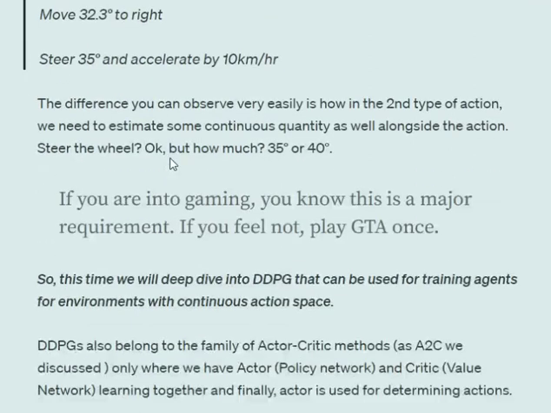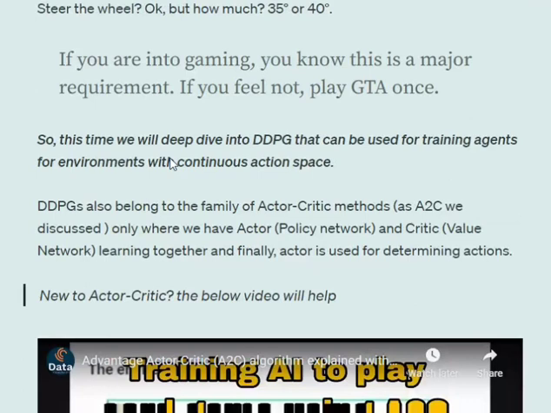DDPG also belongs to the family of actor-critic methods. One of the previous algorithms that we discussed, advantage actor-critic, was also from the actor-critic family. To know what actor-critic methods are, you can refer to my last video. But A2C was more towards discrete actions, while DDPG is more towards continuous actions. So we will try to understand how DDPG is different from A2C, and then eventually we'll try to train an OpenAI Gym environment with code. We'll try to understand the code as well.